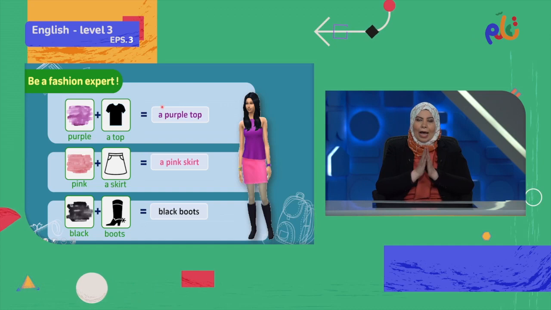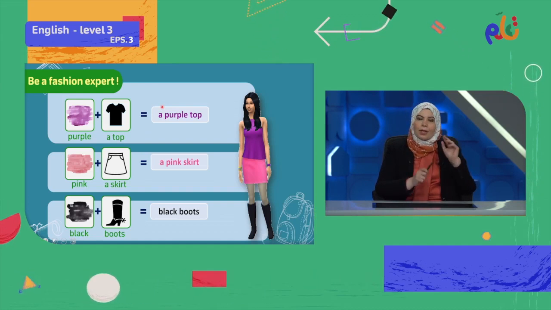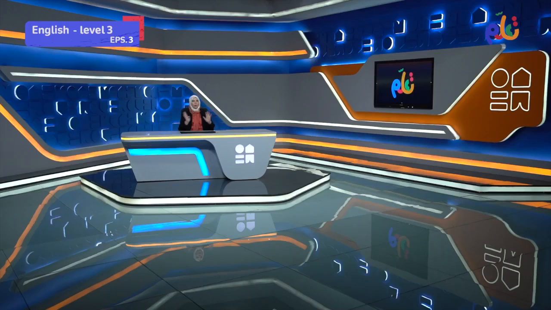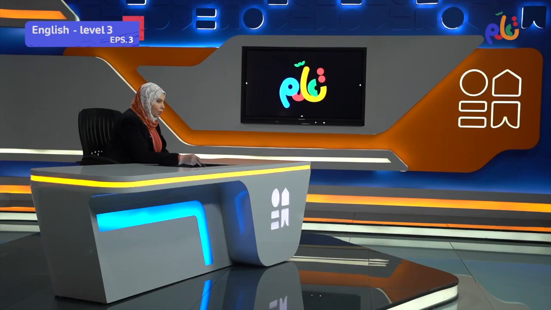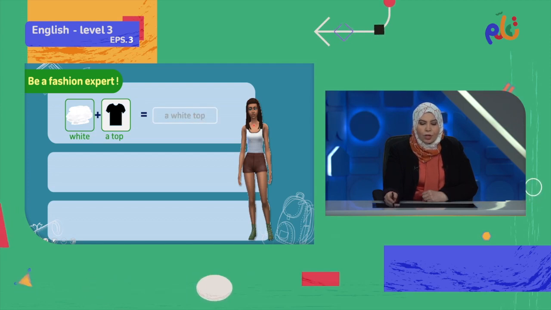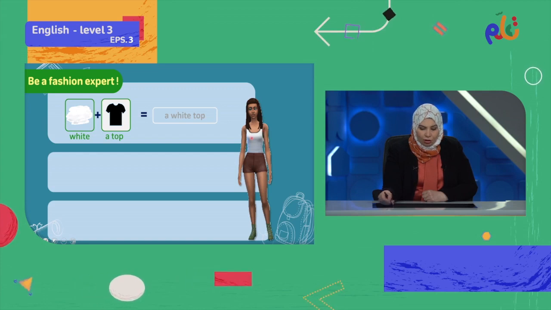يبقى بكده لو أنا هعمل الديسكريبشن بتاعي I start with the article, then color, then item. If I'm talking about singular. If I'm talking about plural, it's color and item without article. So let's give it a try. So I want to buy, or I am going to wear white, and we have a top. So in the sentence, it's going to become a white top. So this girl is wearing a white top.